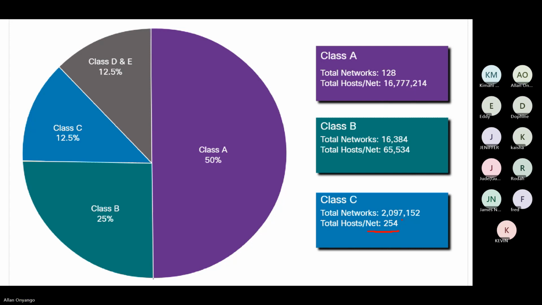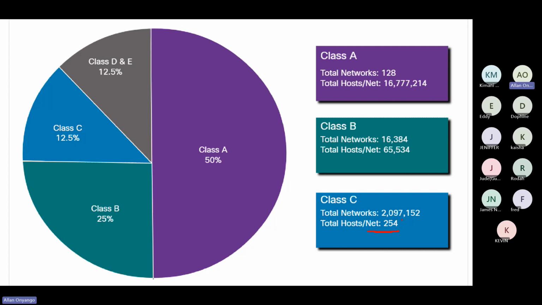If your company has over 254, all the way to 65,534, that range, you cannot go for class C. Because the number of people in your company, which is equal to the number of devices, you now go for class B, which will accommodate you from 255 all the way to 65,534. If your company has more than 65,534, which means 65,535 onwards, you now go for class A, because class A will give you 16 million addresses, 777,214. So depending on how many people you have in your organization, you go for those classes.